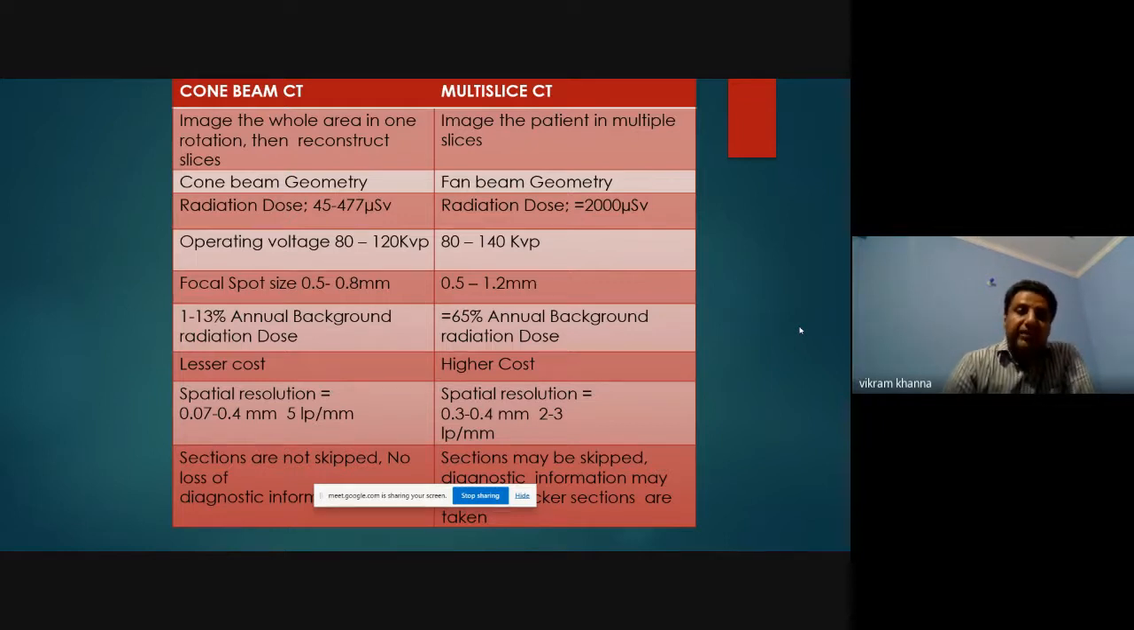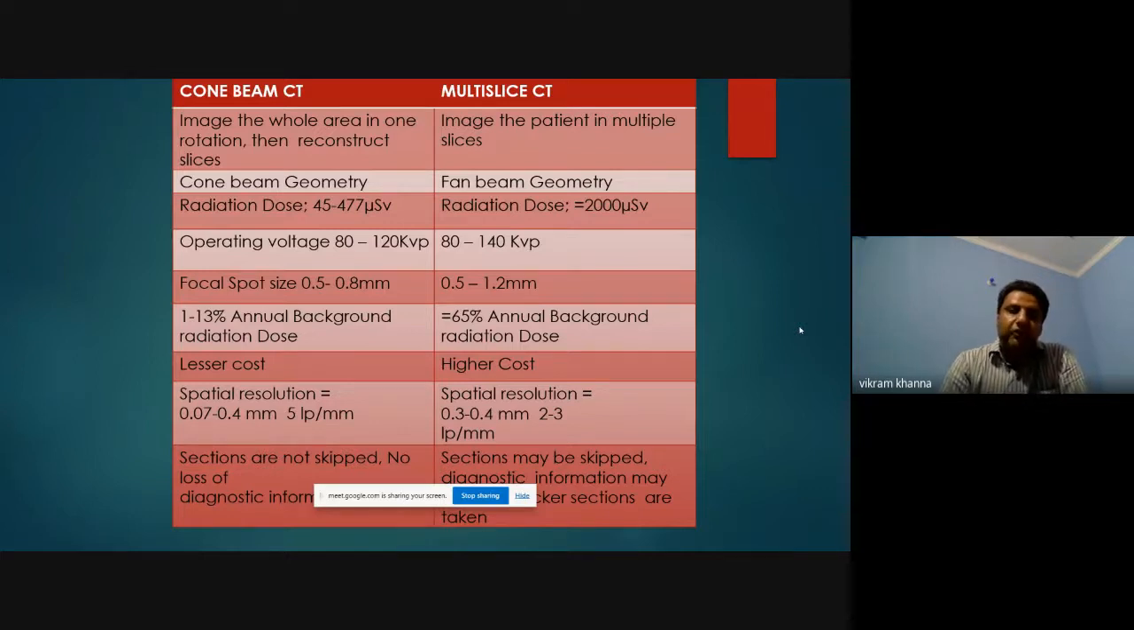Dosage is very much less as compared to multi-slice CT. Depending upon the make or manufacturer, it ranges about 45 to 477 μsieverts, whereas it is up to 2000 μsieverts in multi-slice CT. Operating voltage is more or less the same.